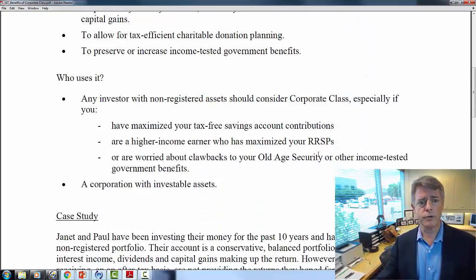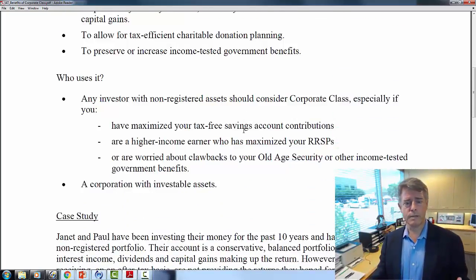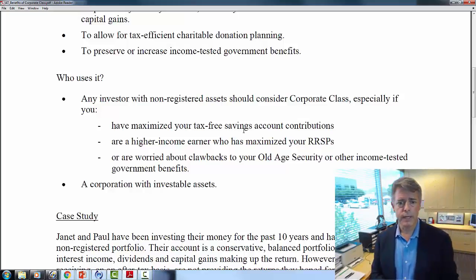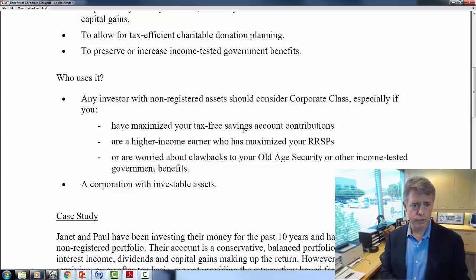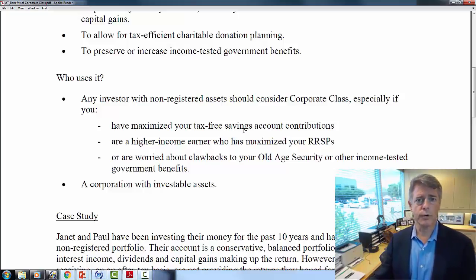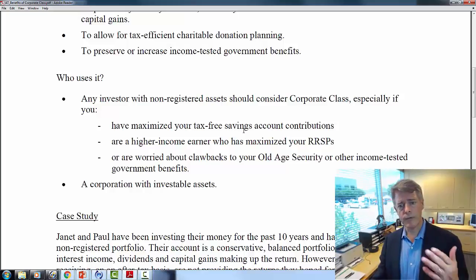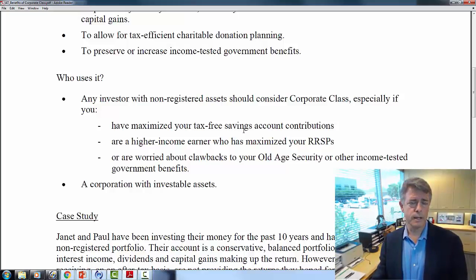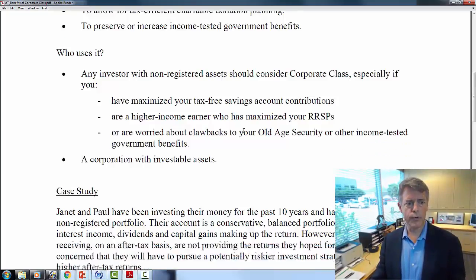Who uses this structure? Well, again, if you've been maximizing your RSPs, maximizing your tax-free savings account opportunities, then you might consider this structure. In particular for higher income earning Canadians, it's beneficial, and it can be a way of reducing the potential of clawback on your old age security benefits by reducing the amount of taxable income that will be generated by your portfolio.